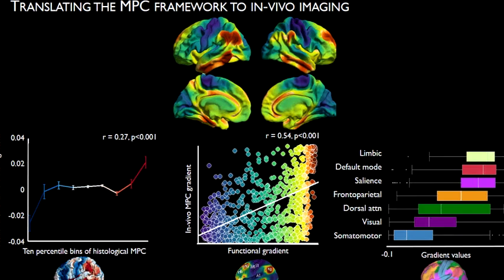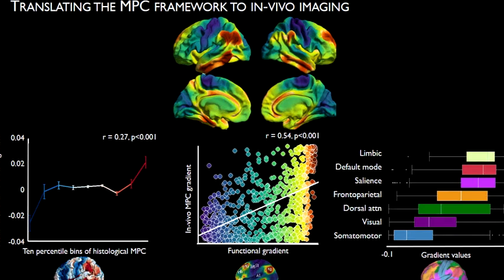And already it seemed like there were some similarities to the histological data, and you see it is significantly correlated with a rho value of 0.27, and this was really driven by the similarity at the very bottom of the gradient and the very top of the gradient. So sensory areas are at the bottom of the gradient in both cases, and those transmodal areas are at the top of both gradients as well.